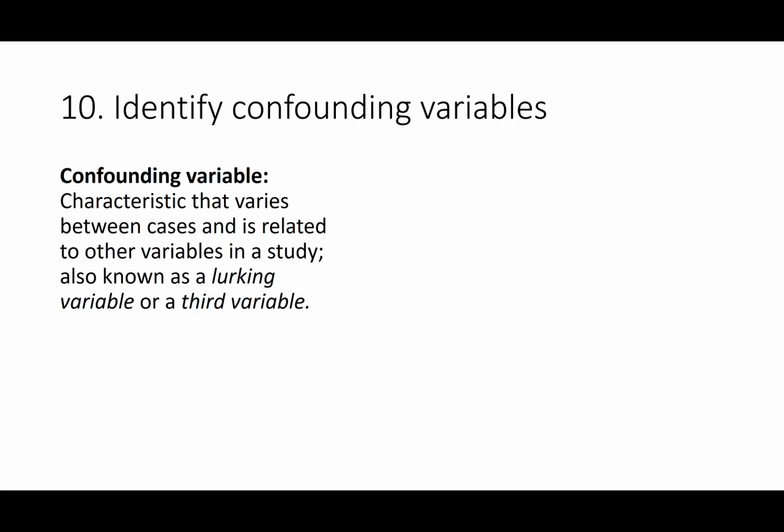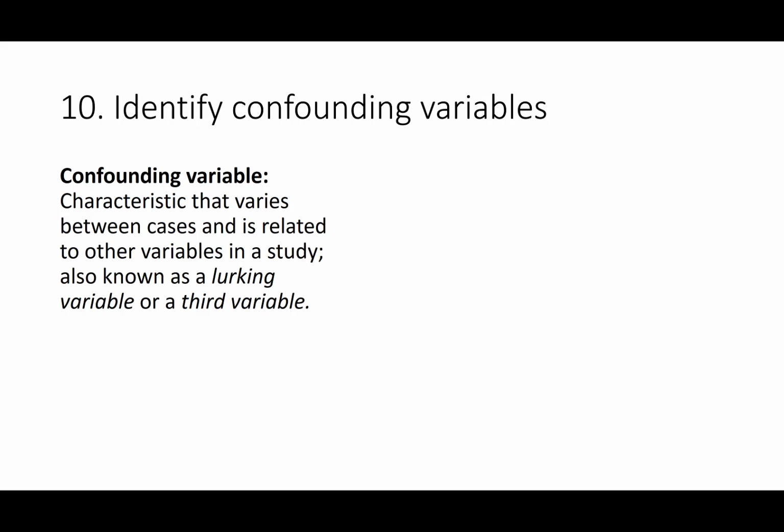This leads us to our 10th learning objective, identifying confounding variables. By definition, a confounding variable is a characteristic that varies between cases and is related to other variables in a study, also known as a lurking variable or third variable.